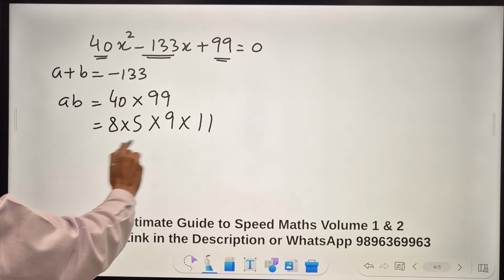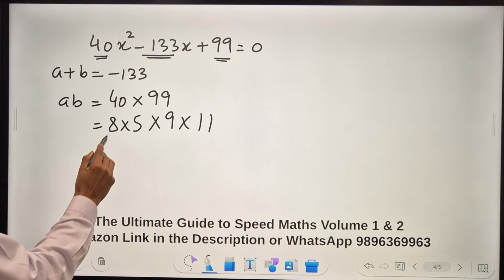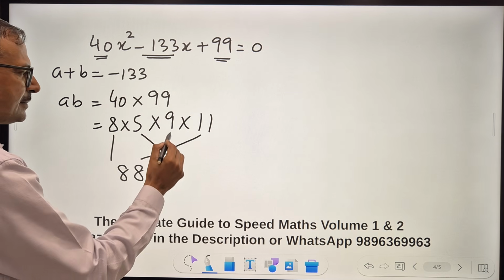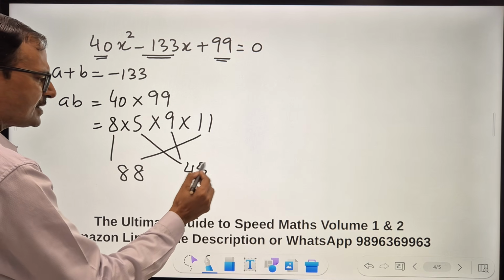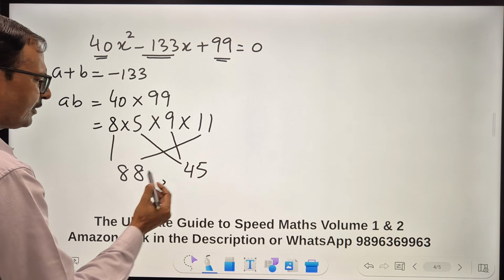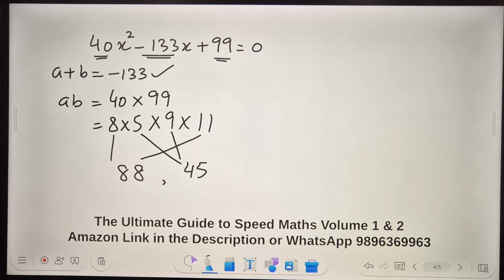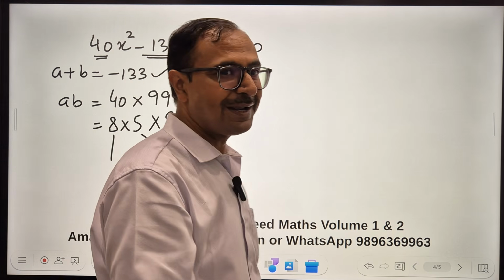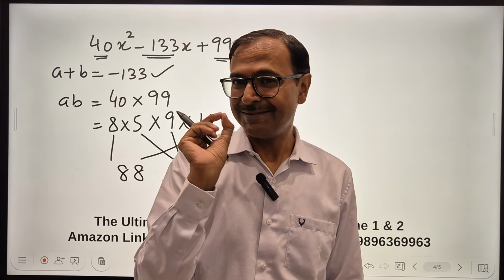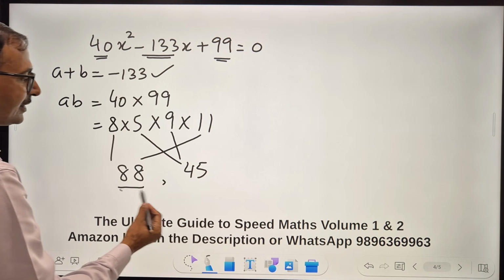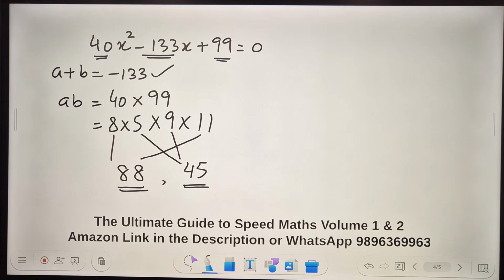Let me check if recombination works here. How about 8 times 11? 88. And 5 times 9, 45. What is the sum of these two numbers? 88 and 45, 120 and 13, 133. Perfect. See, the first thing I did, it exactly hit the target. I needed a 133 and I got a 133 from 88 and 45.